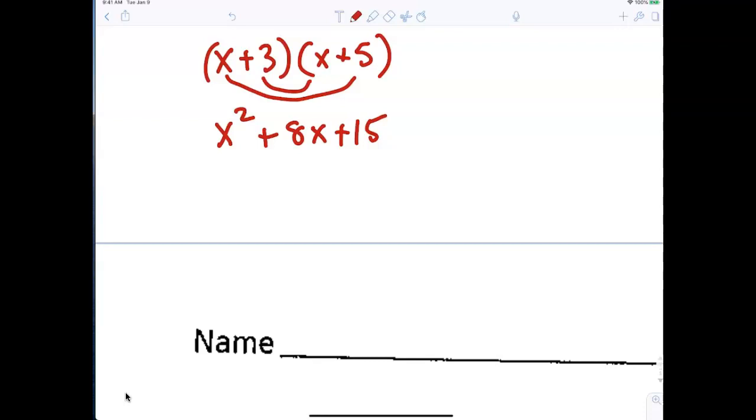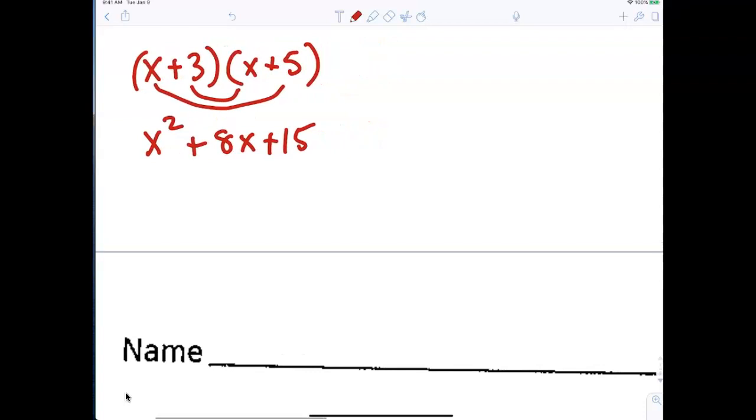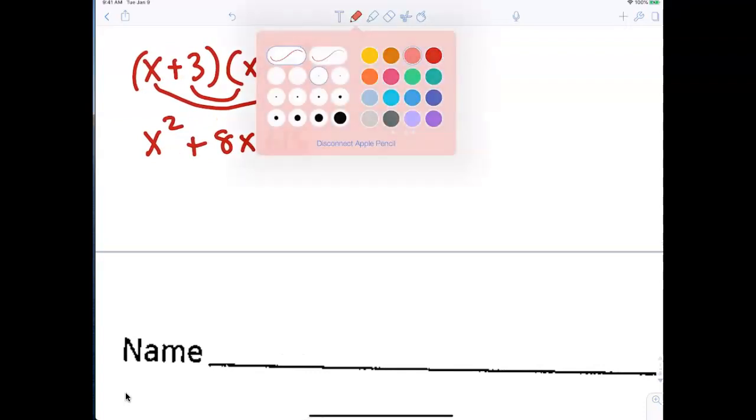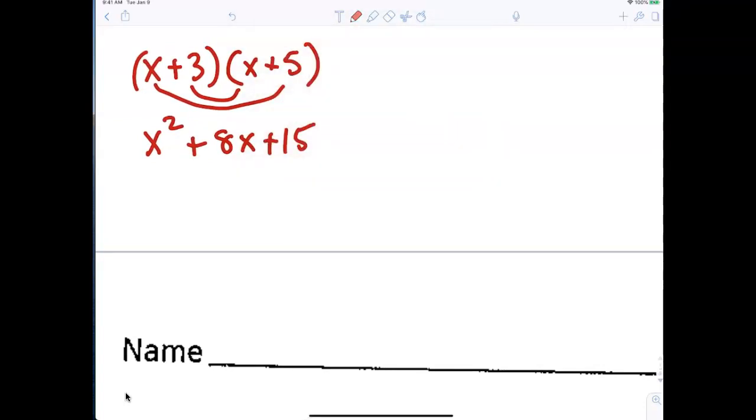Now the question is, if I gave you something like this. See if you can follow along. Let's say I said something like x squared plus 8x plus 15. And I said, well, what are the factors of x squared plus 8x plus 15? What are the factors of that?